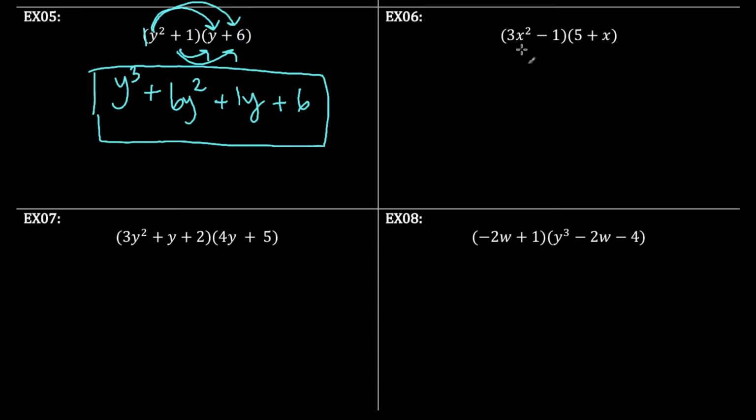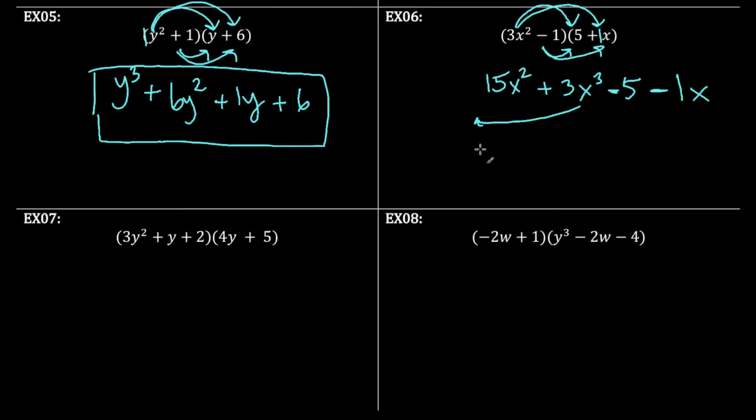Let's try example number 6. So a positive times a positive is a positive. That's going to be 15x squared. A positive times a positive is a positive. That should be 3x to the third. A negative times a positive is a negative 5. That was pretty easy. And a negative times a positive is a negative. 1 times 1 is 1x. So let's put these in order.